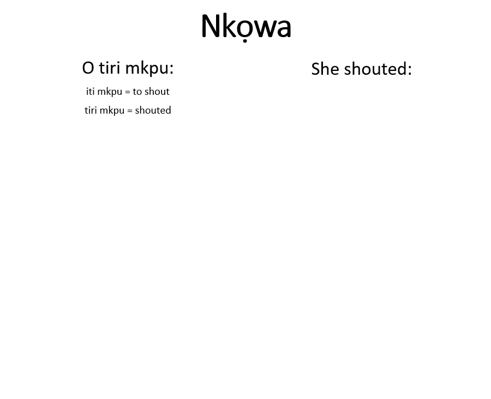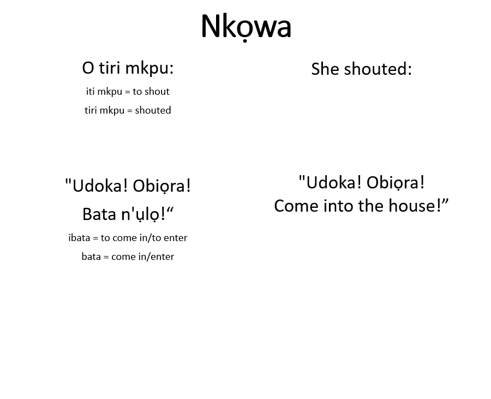So what did nne do? O tiri mkpu. She shouted. Iti mkpu is to shout. Tiri mkpu is shouted. Udoka, Obiora, bata n'ụlọ. Udoka, Obiora, come into the house. So ibata is to come in or to enter. Bata means come in or enter.